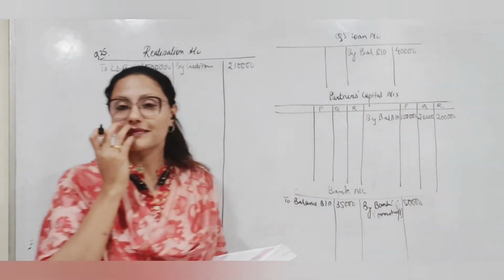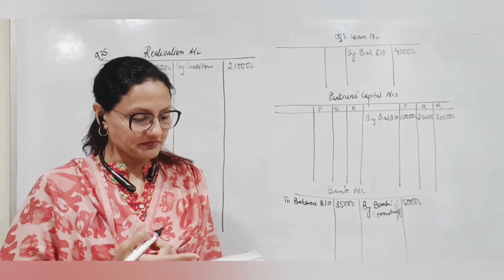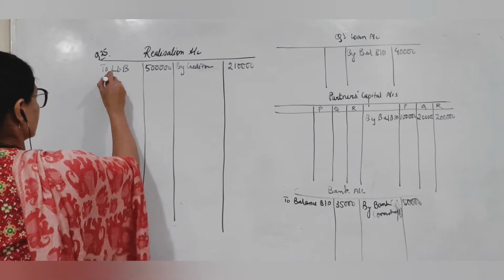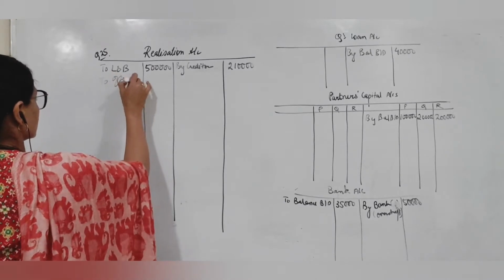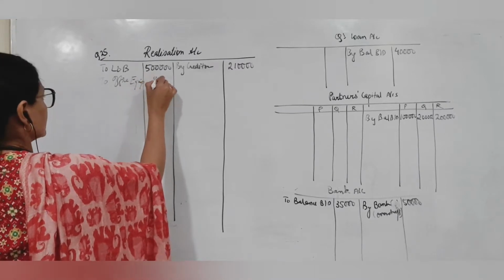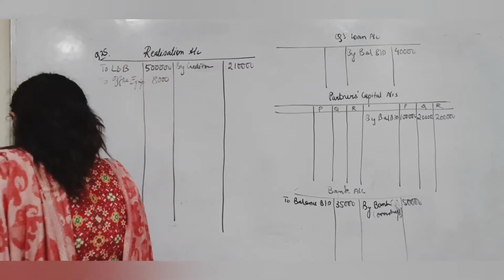I hope the amounts are readable. Transfer to realization 8,000. Then we have stock.